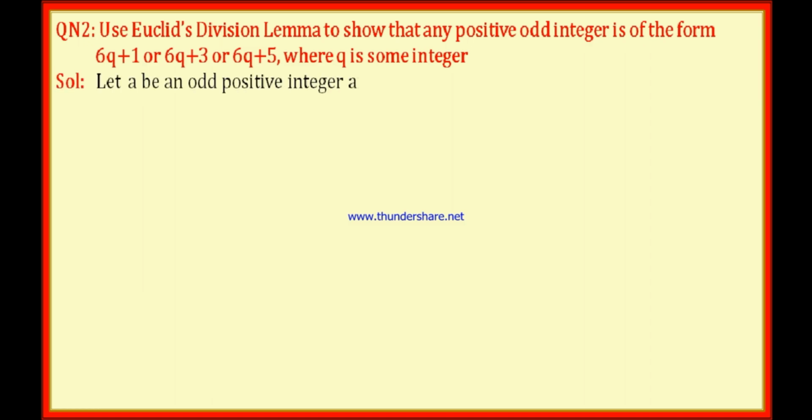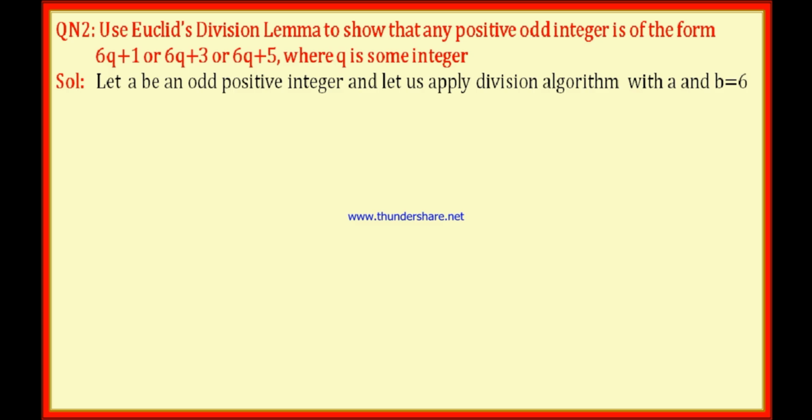Here is the solution. Let us assume that a is a positive odd integer. Then you can apply Euclid's division lemma with a. Here we have to prove that a is either 6q plus 1 or 6q plus 3 or 6q plus 5. This is in the form of a is equal to bq plus r. In this case, what is b? b is equal to 6.